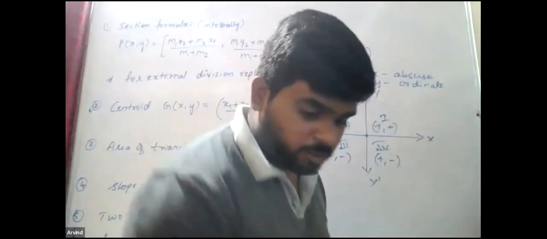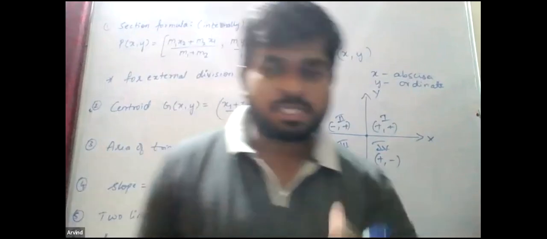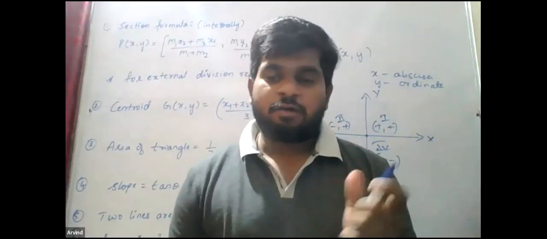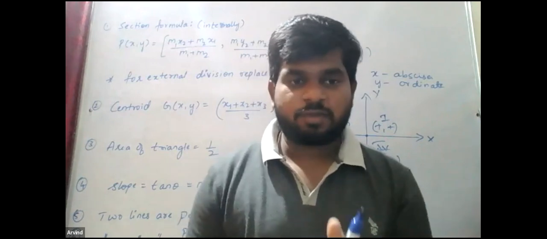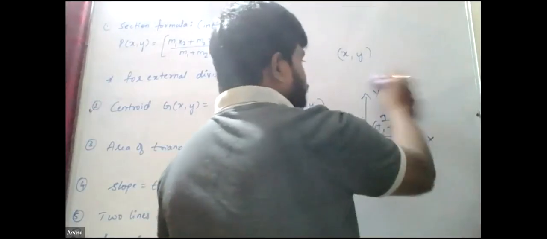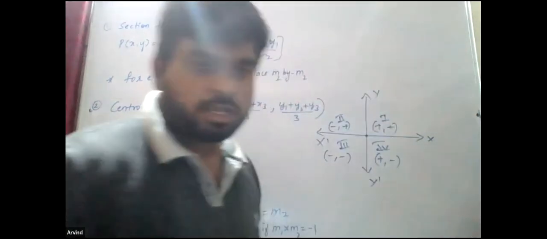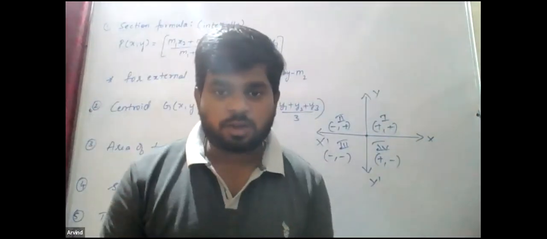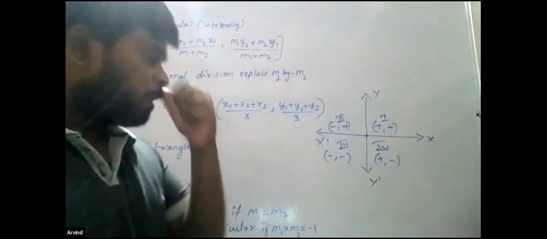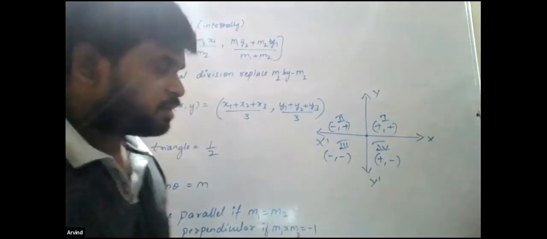Suppose in a question they ask to find the abscissa, it means they are asking us to find the x value. If they say find the ordinate, we are trying to find the value of y. If they say find the coordinate, we are finding both x and y. Only x points is known as abscissa, y points is known as ordinate, x and y together is known as coordinate. Now these are basic things.